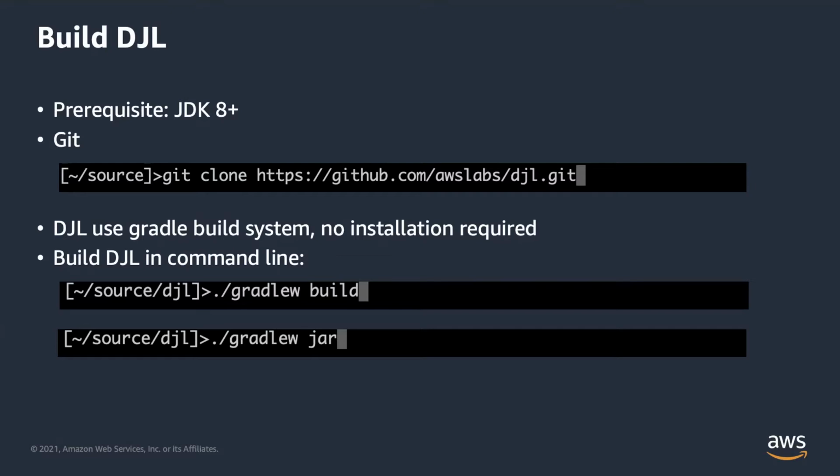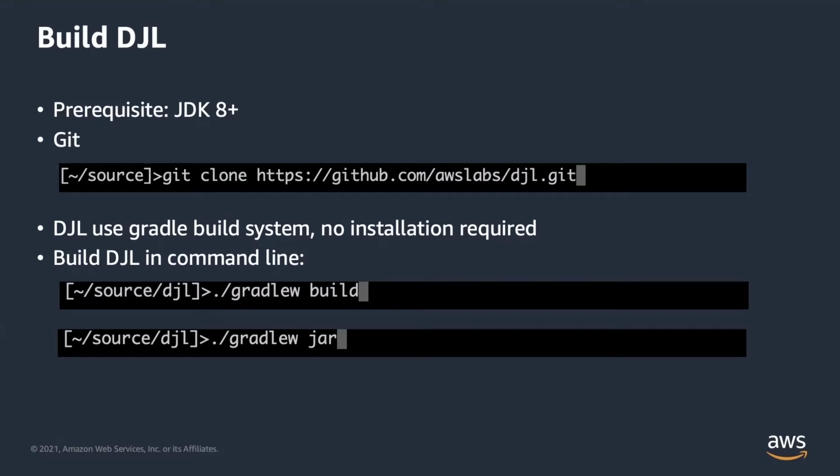The very first time you build DJL may take more than 10 minutes. The build time largely depends on your internet speed, because we download dependencies and model files during the build. Those files will be cached. Later builds will be much faster.